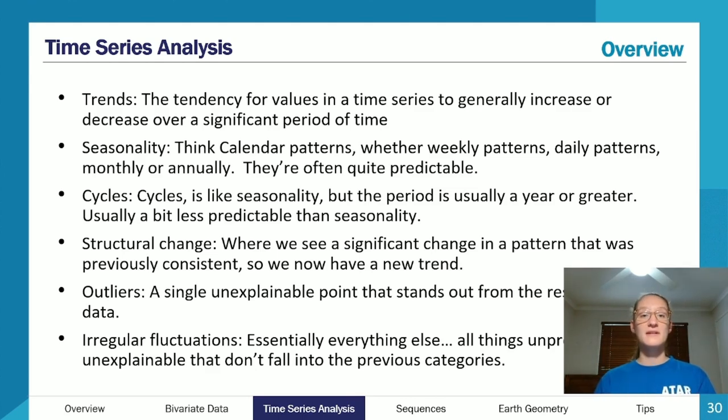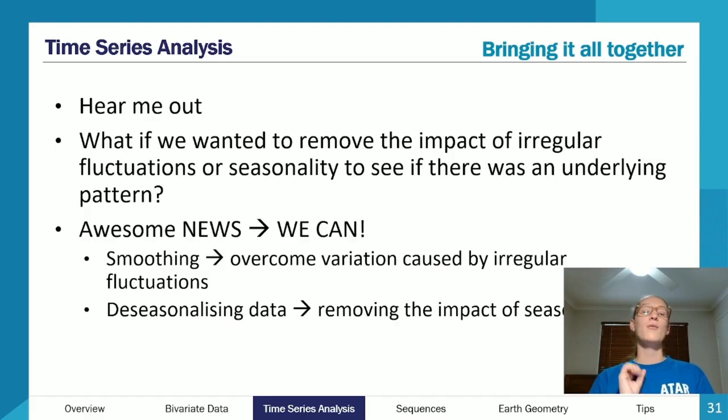So when we're looking at a time series plot, you've already got all of these different things going on in your mind, but we're going to bring in another factor now, bringing it all together a little bit. What if we wanted to remove the impact of irregular fluctuations, or remove the impact of seasonality, to see if there's actually an underlying pattern being obscured by these things? And we can. That's how we link in smoothing and deseasonalizing data. Again, I'm trying to help you make these connections.